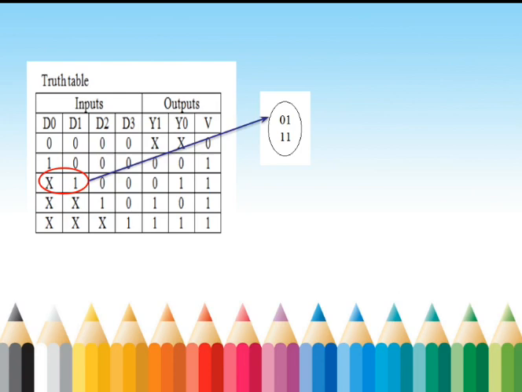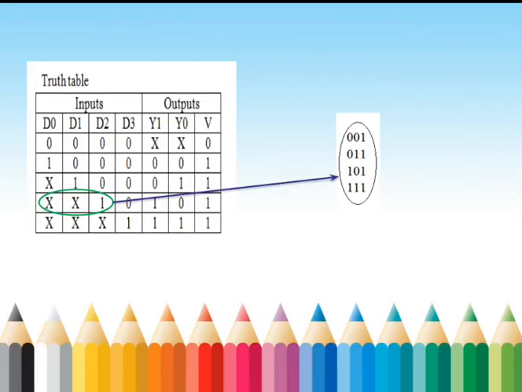In the same way, now D2 is enabled regardless of D0 and D1. D3 is 0. Then the output moves to the next highest priority, that is 1 0. The possible combinations of D2 being enabled regardless of D0 and D1 are given in this encirclement. They are 0 0 1, 0 1 1, 1 0 1, 1 1 1.